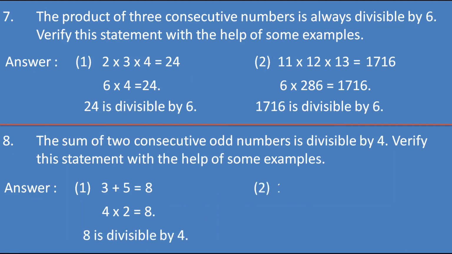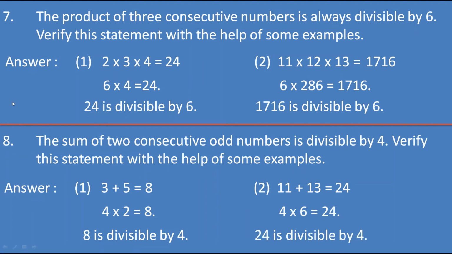Here I am taking 11 plus 13, which gives us the answer as 24. So 4 sixes are 24. Therefore, it is also divisible by 4. Okay, so this statement is also correct.